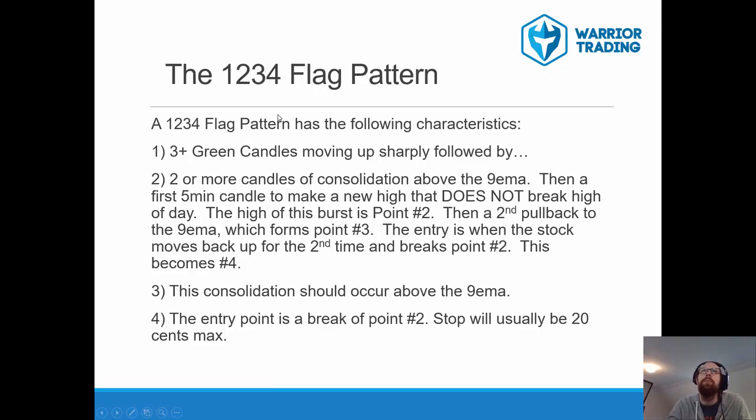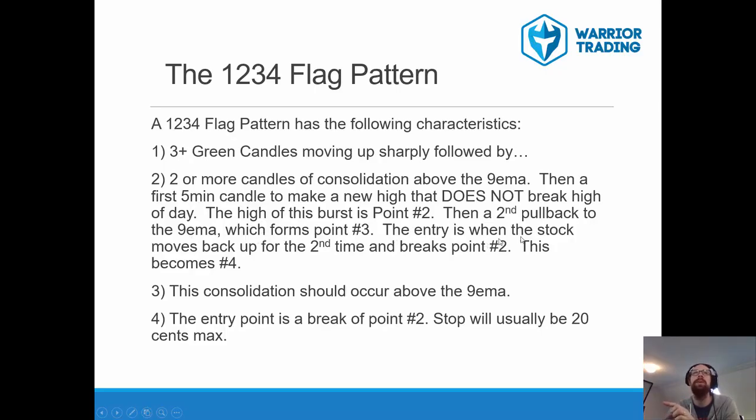So the 1, 2, 3, 4 pattern has the following characteristics. 3+ green candles moving up sharply, followed by 2 or more candles of consolidation above the 9 EMA. Then a first 5-minute candle to make a new high that does not break high of day. So the high of this burst is point 2. Then a second pullback to the 9 EMA, which forms point 3.